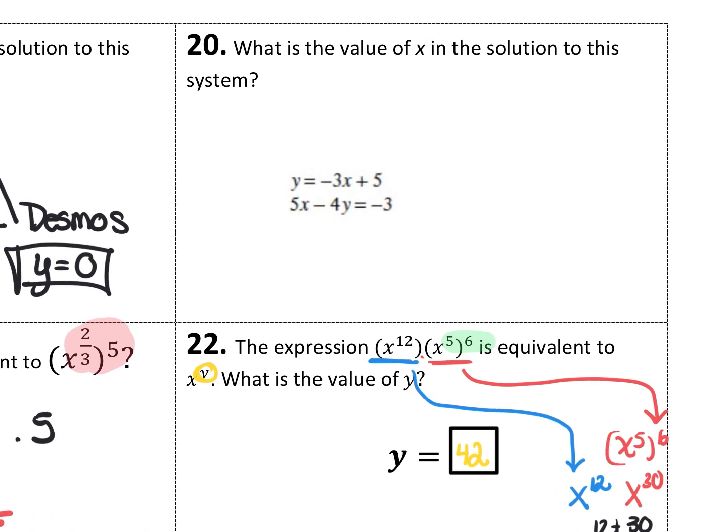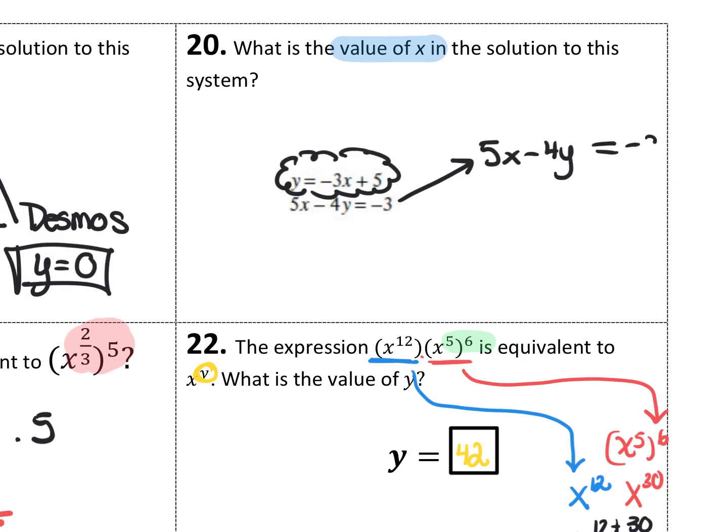In number 20, they ask for the x value. So make sure you're reading. They only want the x. So this top equation is great because it already says y equals. It's in slope-intercept form. This one needs some help. 5x minus 4y equals negative 3. I need y by himself. So my 5x has got to move to the other side.